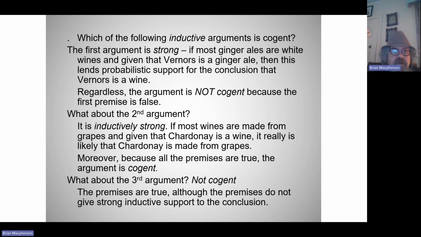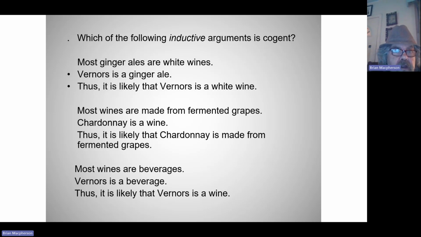So finally, just to reiterate then, argument number one on top is uncogent. It's strong, but one of the premises is false. The argument below that is cogent because it is strong, and in addition, the premises are true. The argument below that, at the bottom, is uncogent because even though the premises are true, it is not a strong argument. Okay, so this then gives you some terminology that we use in logic and critical thinking.